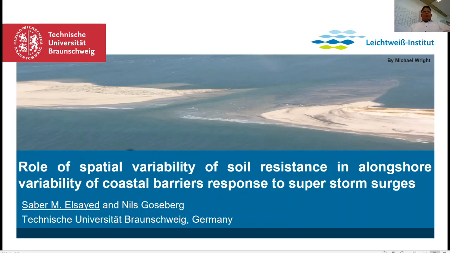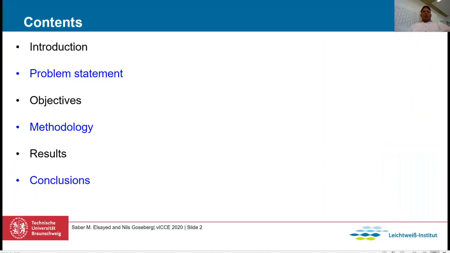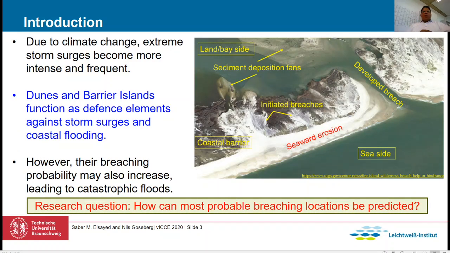I'm going to present today my work about the role of spatial variability of soil resistance in longshore variability of coastal barrier response to super storm surges. I did this work in collaboration with Niels Gosberg from the same institution, and I'm going to divide my talk into six parts. Part one is the introduction, then the problem statement, objective, methodology, results, and then the conclusions.